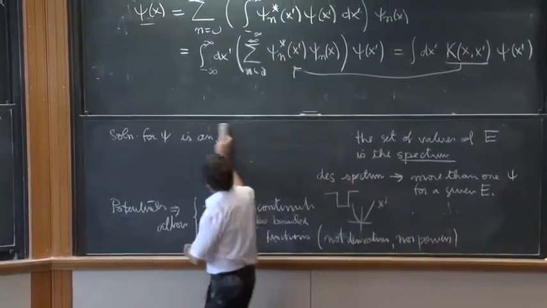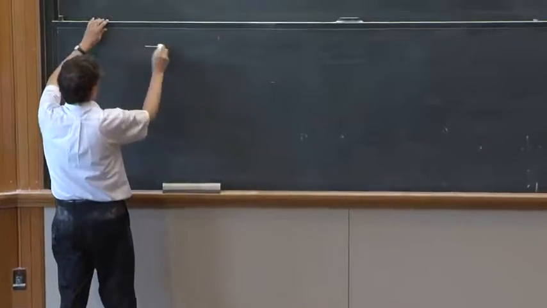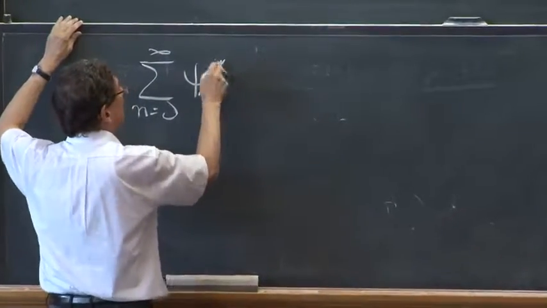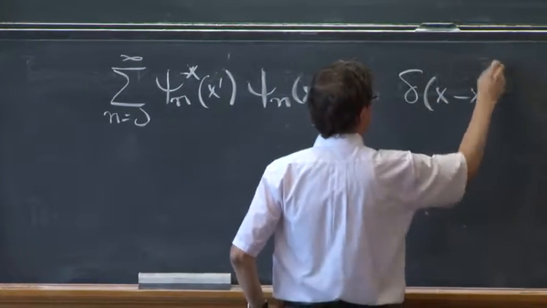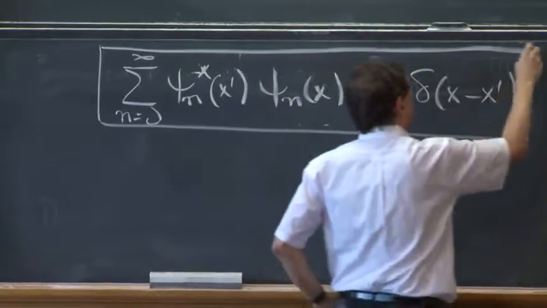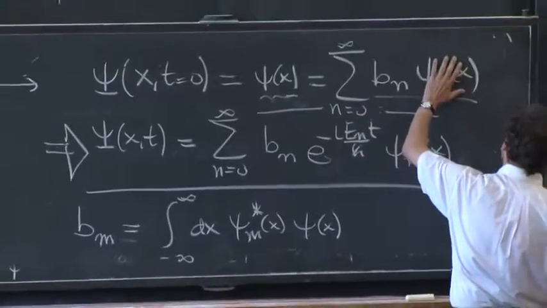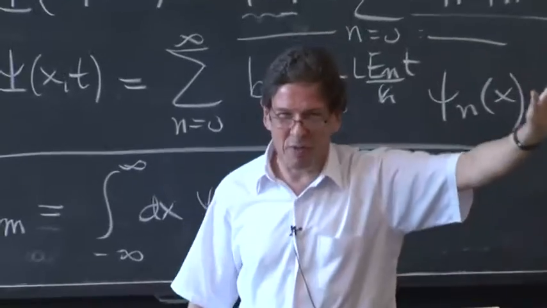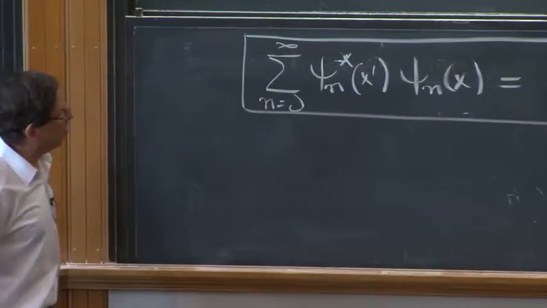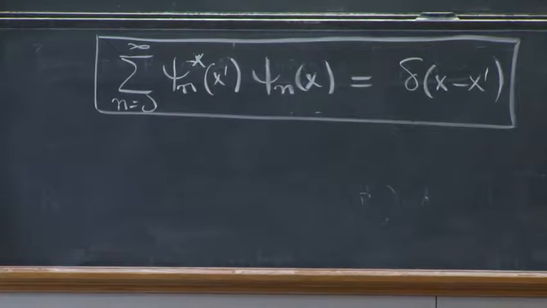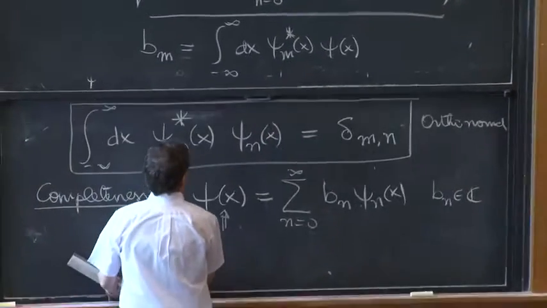And therefore, the claim is that we now have a very curious identity that looks as follows. It looks like the sum over n equals 0 to infinity, psi n star of x prime, psi n of x, is actually delta of x minus x prime. So this must be true. If what we said at the beginning is true, that you can expand any function in terms of the eigenfunctions, then, that's not such a trivial assumption, and therefore it allows you to prove something fairly surprising. That this identity must be true. And I want you to realize and compare and contrast with this identity here. One is completeness, one is orthonormality.